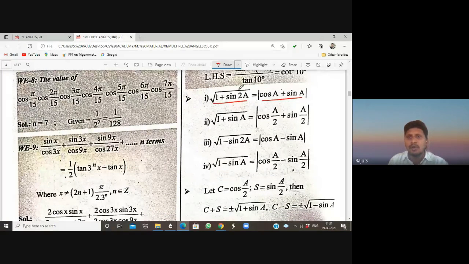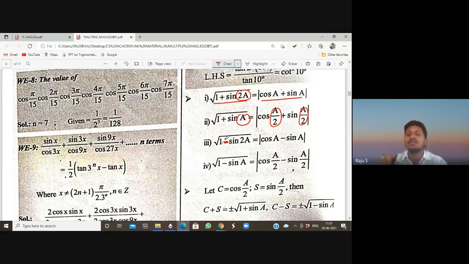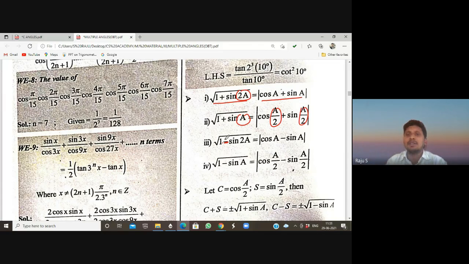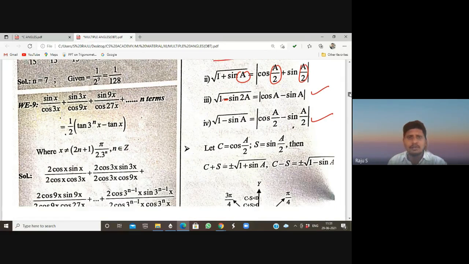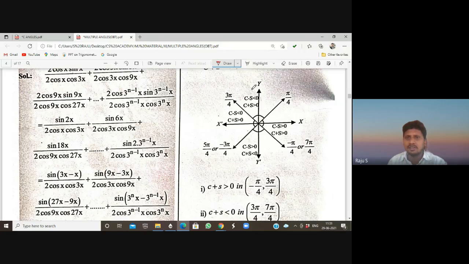So if I take a instead of 2a, we discussed already a by 2; if we take a by 2, then a by 4, in the same way. For minus, again 1 you can write as sin square a plus cos square a minus 2 sin a cos a, which is a minus b the whole square, and the square root gets cancelled like that. So this we already discussed.